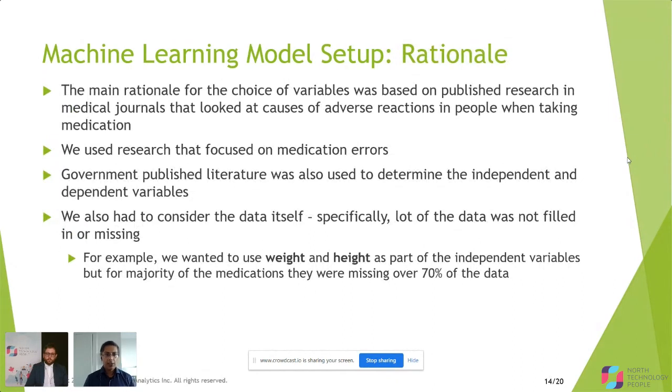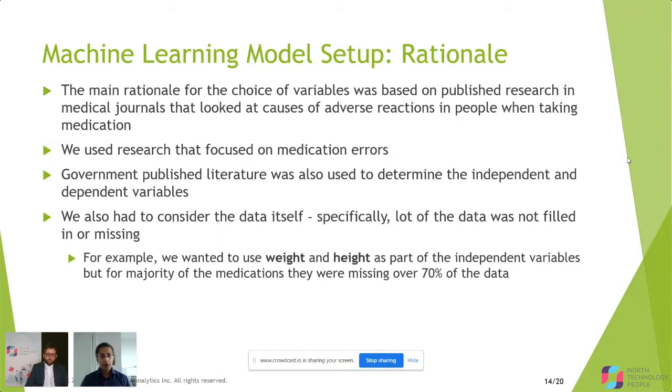Okay, the main rationale. There was a presentation on doing research. Research is a big part of model building and data science. So the question people can ask is, what was your rationale for choosing those variables? We had to do a bit of research in medical journals, looking at some of the cause and effect of medication to adverse reactions. We used research that focused on medication errors. We used government published literature as well to understand the cause and effect between medications and symptoms and side effects.